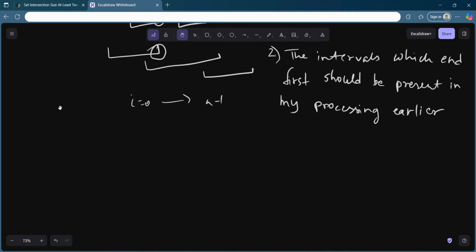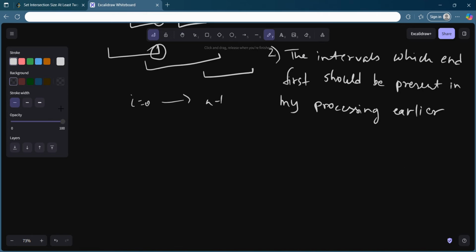Now what if two intervals are equal, ending at the same point? You try to think about this. Let's say there are many intervals present in the beginning and at the end also, but in between you find two intervals which are ending at the same point. If they are both equal, then which one should we try to take first? You should be taking the one which has the smaller length, or which is starting further.